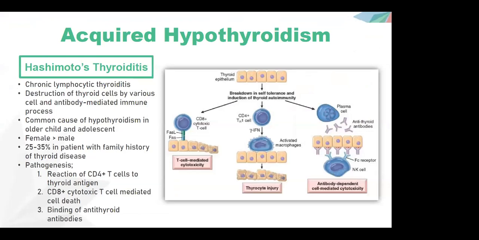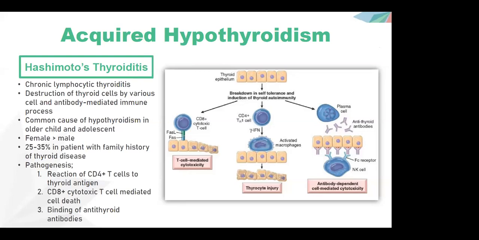So next, we move to acquired hypothyroidism. The most common cause of acquired hypothyroidism is Hashimoto's thyroiditis, also known as chronic autoimmune thyroiditis or chronic lymphocytic thyroiditis. It is characterized by destruction of the thyroid cells by various cell and antibody mediated immune processes. This disease is a common cause of hypothyroidism in older children and adolescents, and frequently occurs in females rather than males.